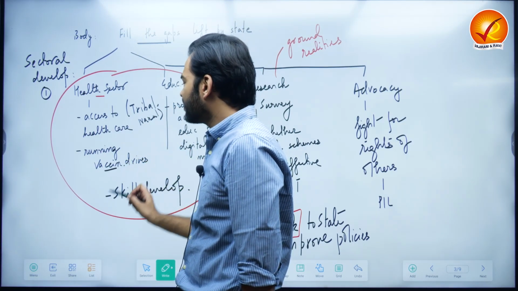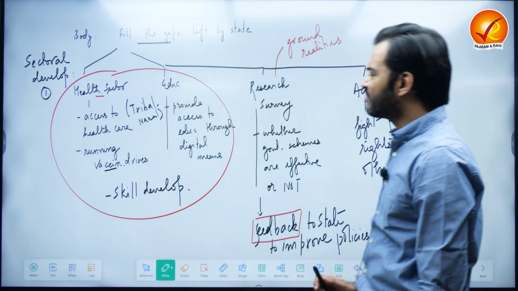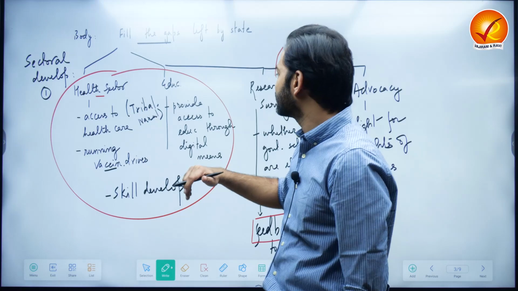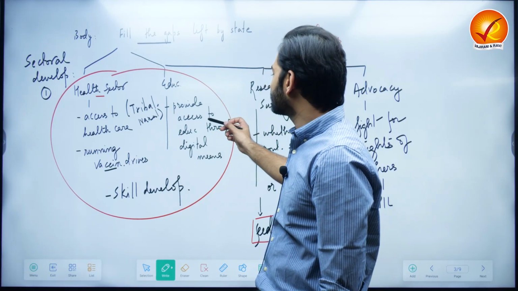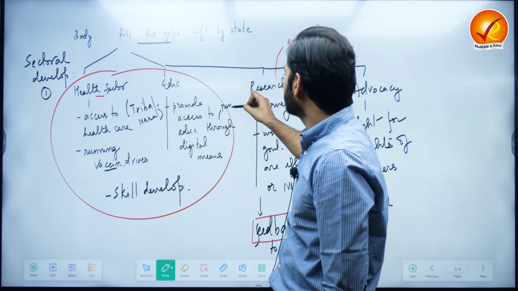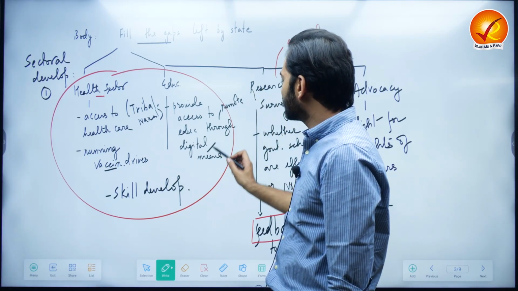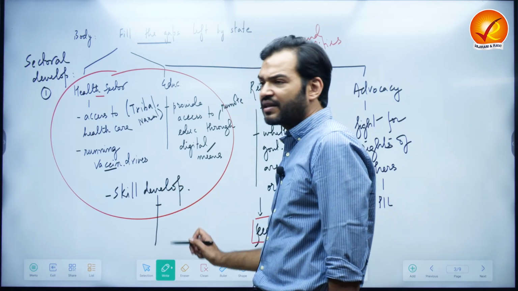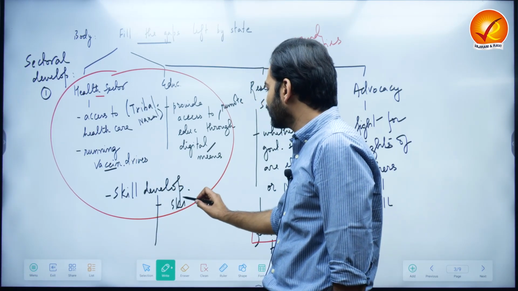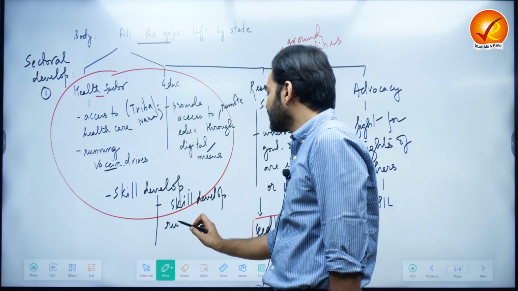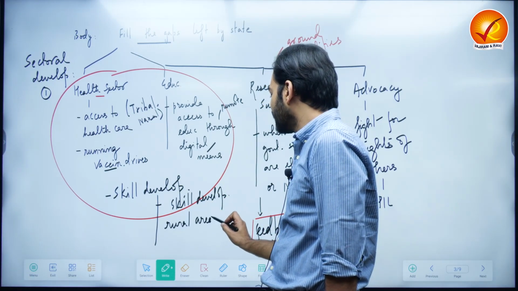Then they can run many vaccination drives also, like the Bill and Melinda Gates Foundation is running multiple vaccination drives. Then in education also, they can provide access to education to remote areas, and that can be done through digital means. Then they can also help people in their skill development. They can run their own skill development centers, especially in rural areas.